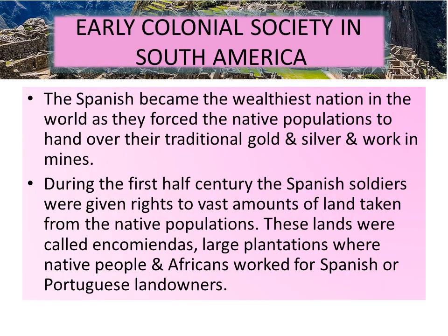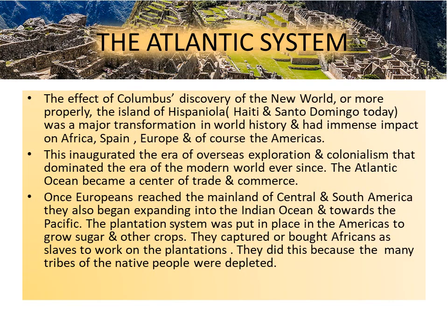So here we have the early colonial society in South America. The Spanish became the wealthiest nation in the world as they forced the native populations to hand over their traditional gold and silver and work in mines. During the first half of the century, Spanish soldiers were given rights to vast amounts of land taken from the native population. These lands were called encomiendas. Large plantations where native people and Africans worked for Spanish or Portuguese landowners.